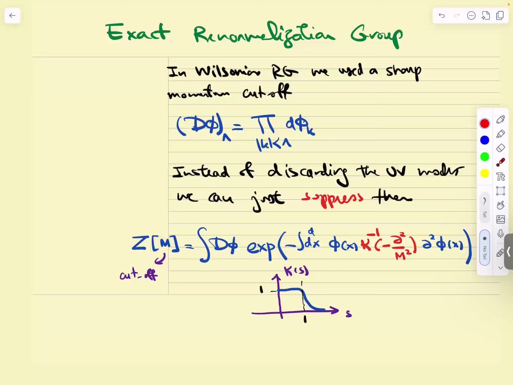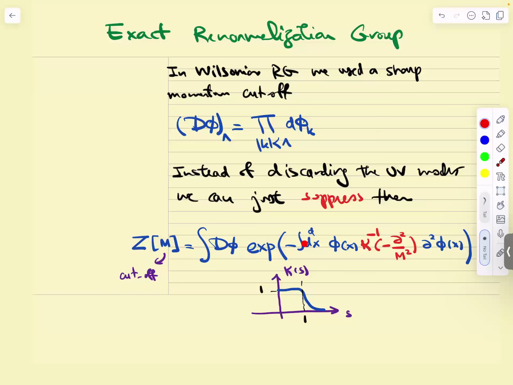So pick a momentum mode that's high, large, right? So del squared over m squared will give you a large value. So you have to look at k of s for s large. That means k of s is small. What is k minus 1 of s? It is huge. That huge number sits here.